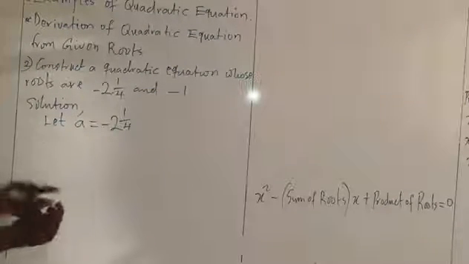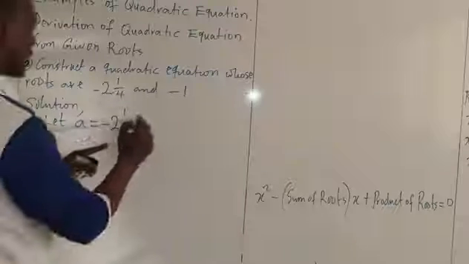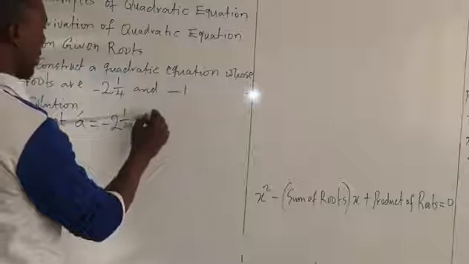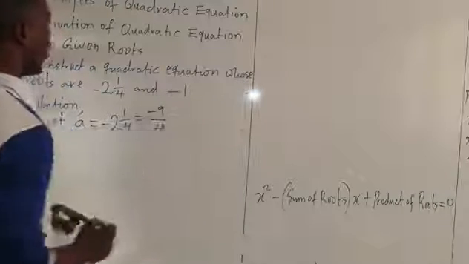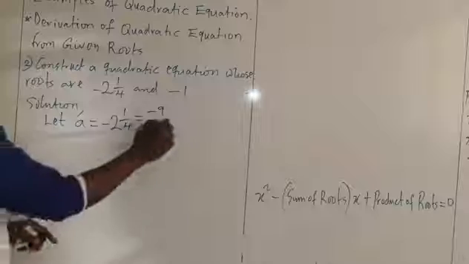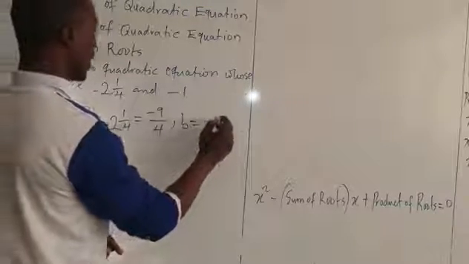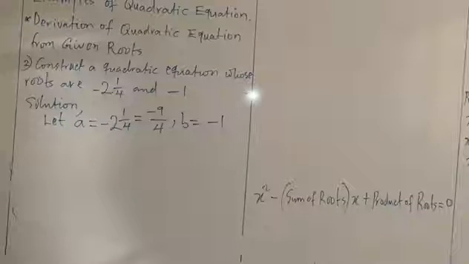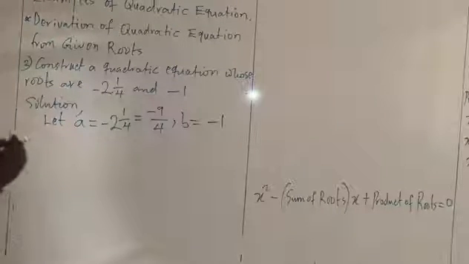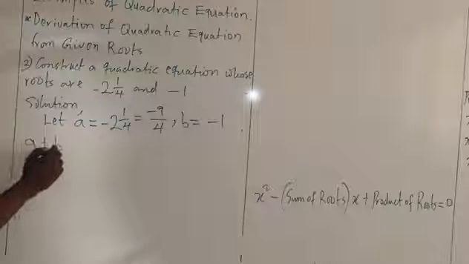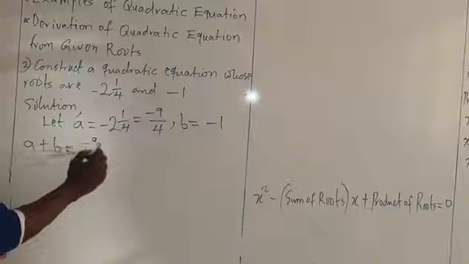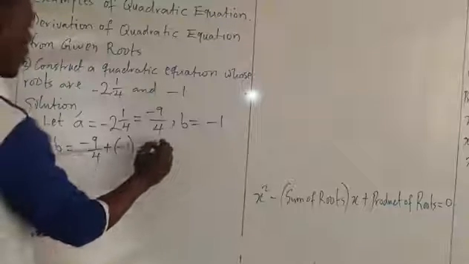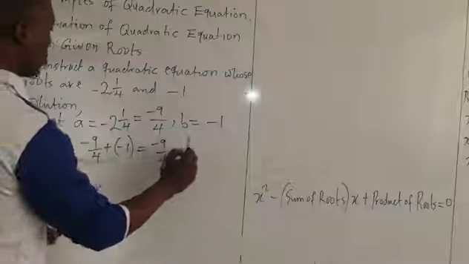We are going to change it to what? Improper fraction. So which is equals to 4 times minus 2, that's minus 8, plus 1, that's minus 9 all over 4. So that is our A. Then B equals to what? Minus 1. So the next thing to do is to look for the sum of the root and the product of the root. So sum of the root will be A plus B, which is minus 9 over 4 plus minus 1. So which is equals to minus 9 over 4 minus 1 over 1.